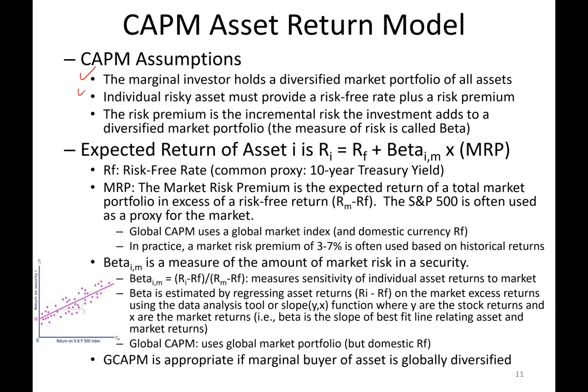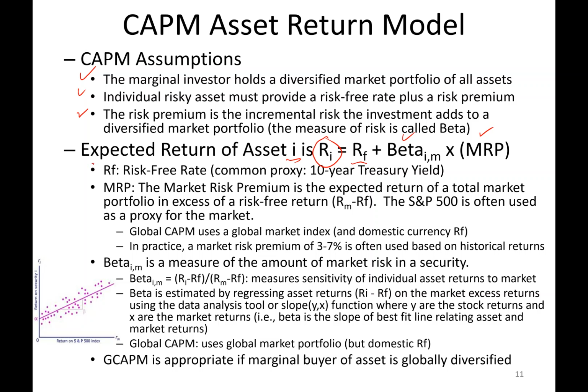An individual risky asset must provide a risk-free rate plus a risk premium. And the risk premium is the incremental risk that the investment adds to a diversified market portfolio. The measure of this risk is called beta. The formula for CAPM is the expected return of any asset i, we'll call that R_i, is equal to the risk-free rate plus that measure of risk, beta, times the market risk premium.